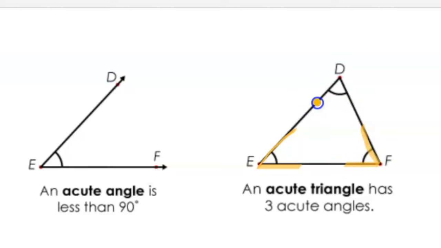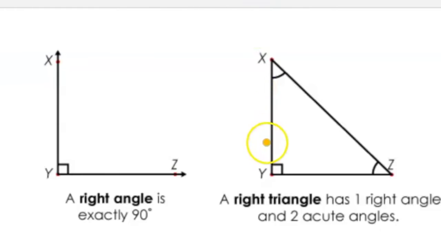Now I know you're looking at this on a screen, but if you were to turn your screen a little bit or turn a paper, you would see that this is also less than 90 degrees. Because all three angles in this triangle are less than 90 degrees, that means we can classify this as an acute triangle. Now our next angle and triangle that we're going to talk about is a right triangle.